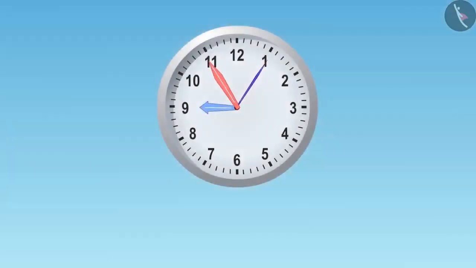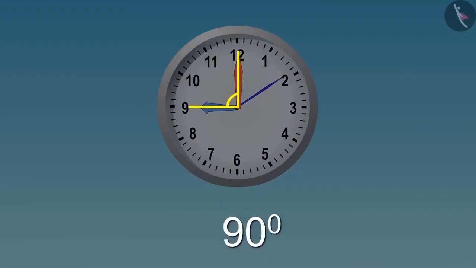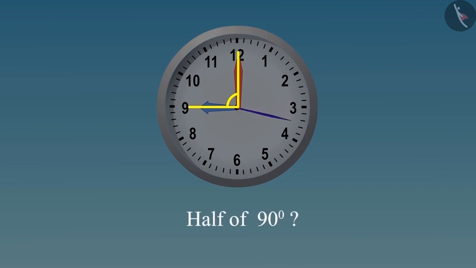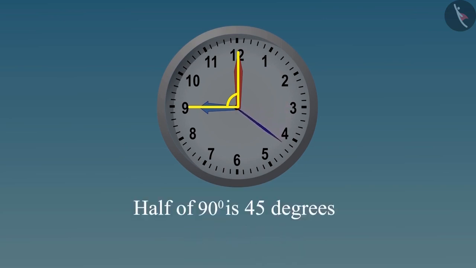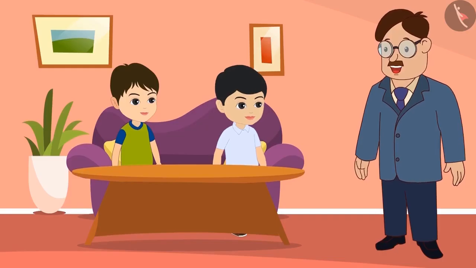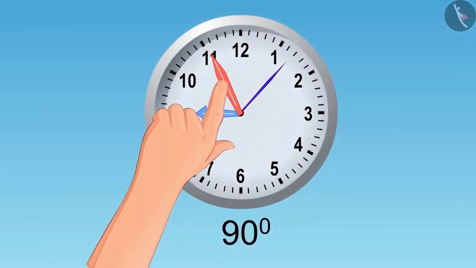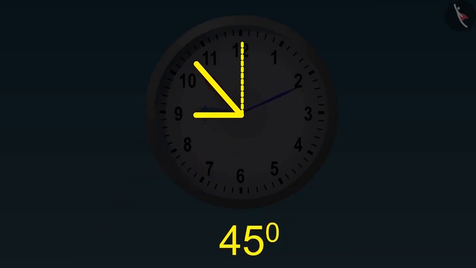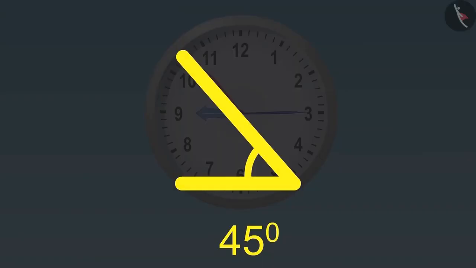Look here, children. The angle in the clock is now 90 degrees. Can you tell me what is the half of 90 degrees? Half of 90 degrees is 45 degrees. Yes, this is half of 90 degrees. That is 45 degrees angle.